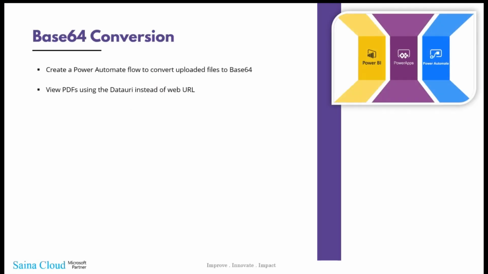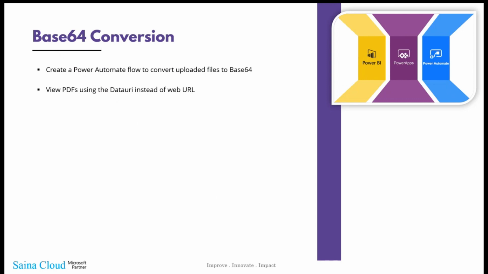First, you have to create a Power Automate flow to convert the uploaded files to base64. Then if you want to view it, there's something called a data URI, which will be a concat of base64 and the data URI function. That will be happening via Power Automate.